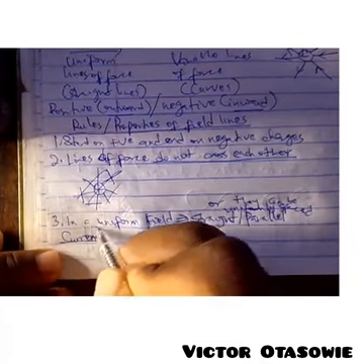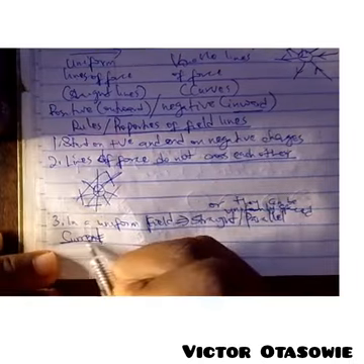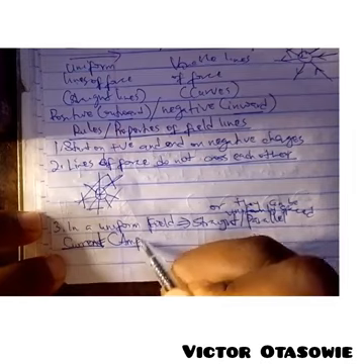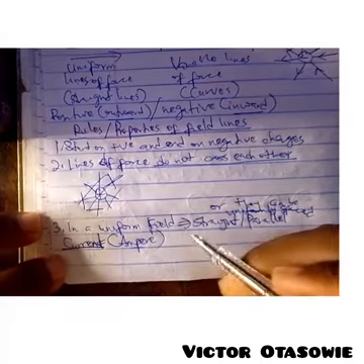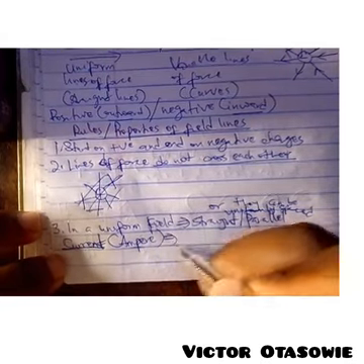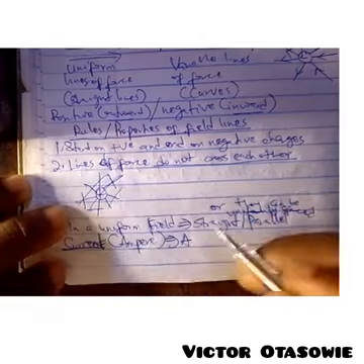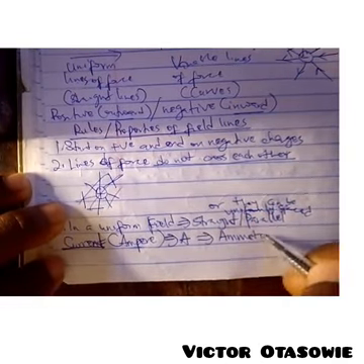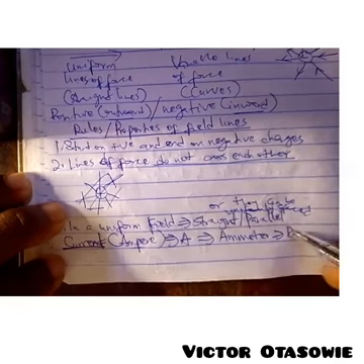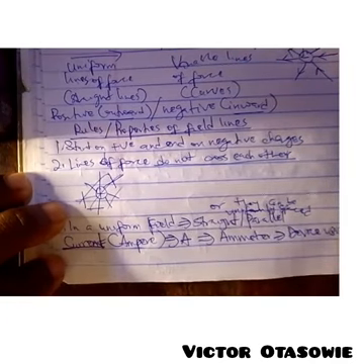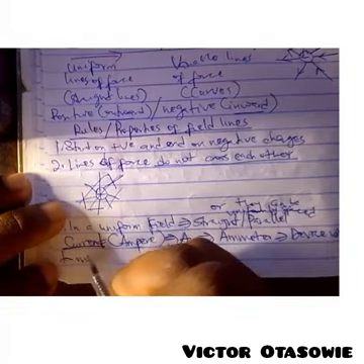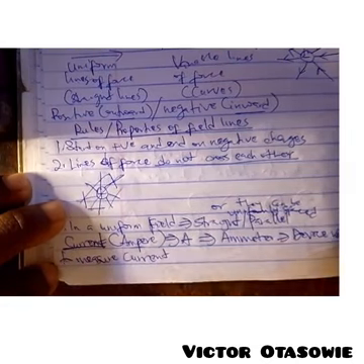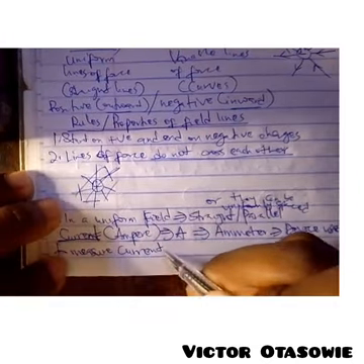Under current, take note that the unit of current is the ampere. I think we did this during the laboratory aspect. The unit of current is the ampere, represented as A. The device used to measure current is called an ammeter.